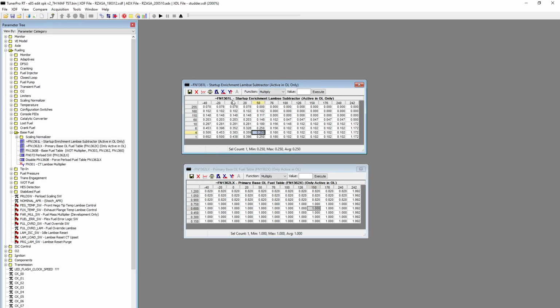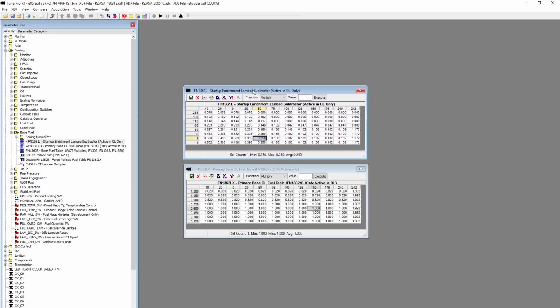So in the startup and enrichment lambda base subtractor, it's only open loop that has this function. If you look at this table, at the different points, or so many seconds of running at a certain temperature, in this case 0 degrees on this table I've got highlighted here, you'll see starting at 1 second we have more enrichment, and as we go we reduce that enrichment as the vehicle is running.